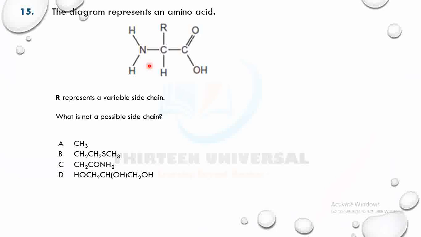Okay. So you can check this R here. This is a methane or methyl group. Yeah, it's possible. This is also possible. But if you check D, you see that D is talking about glycerol. Can you see glycerol? There's OH in the first carbon atom, OH in the second carbon. Glycerol is part of lipid, not part of amino acid. So D is not a possible side chain because this is part of lipid.